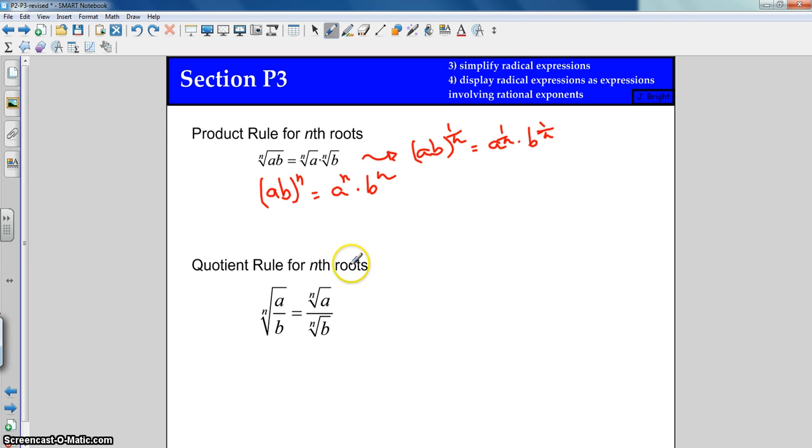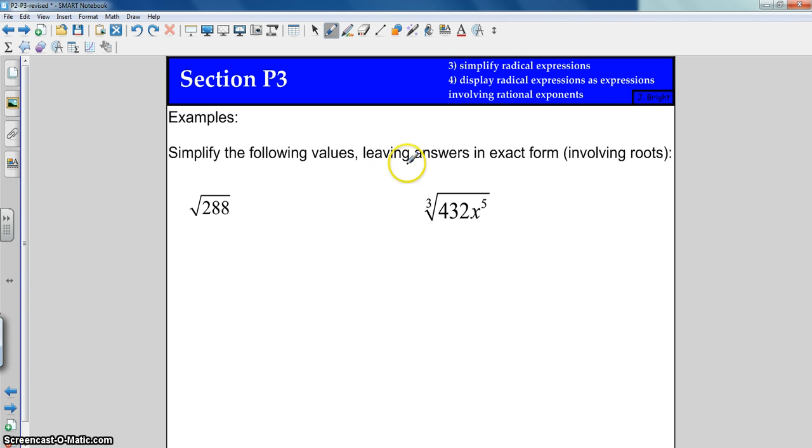Same thing. Quotient rule, really it's the same idea: if you have the nth root of a quotient, you can split that radical up and apply it to the numerator and denominator, for the same reasons as all this up here. So radicals and exponents are the same ideas, just communicated differently because we have a fractional exponent. Alright, let's go ahead and look at some examples.